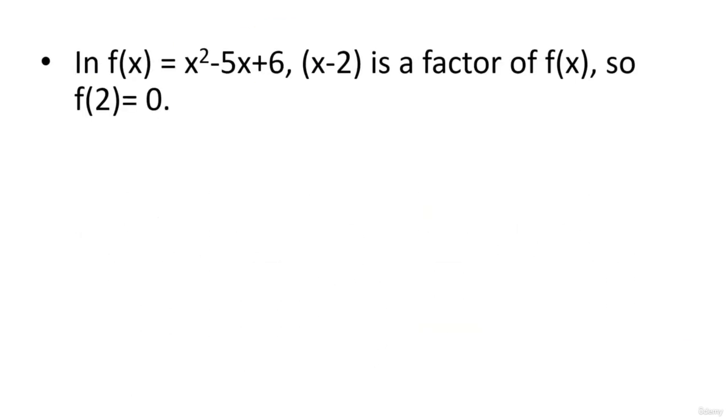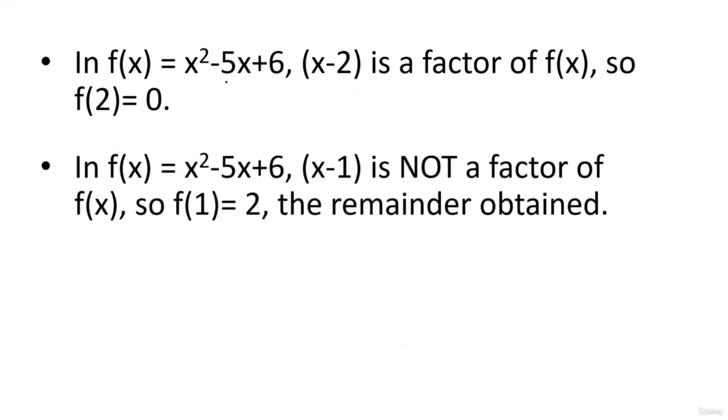So from here we learn two things. So guys, in f of x equals x square minus 5x plus 6, when x minus 2 was a factor, as we saw, then f of 2 came out to be equal to 0, right? When you substitute x equals 2 in the given expression, you get the value of the expression as 0. This is the first thing to observe.